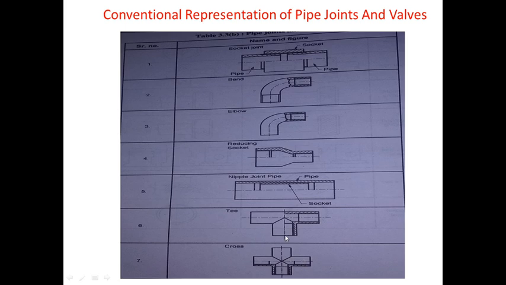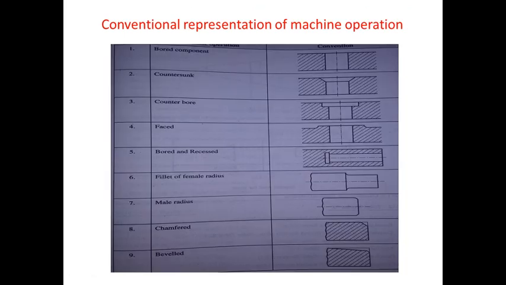So basically all these pipe joints are represented using a symbol. If we want to show some type of joints on a drawing sheet, we will use different types of symbols, conventional representations for elbow, bend, etc. Now next we will see the conventional representation of machine operations. Now, how can we represent different machine operations using symbols.